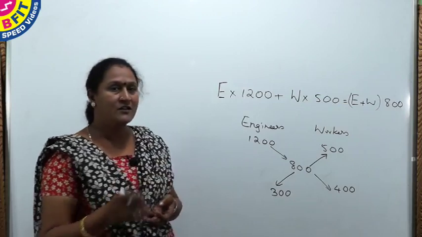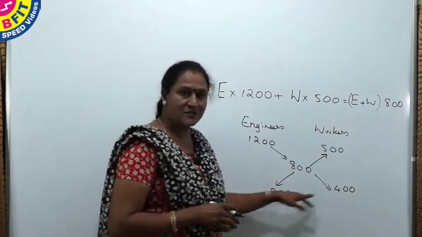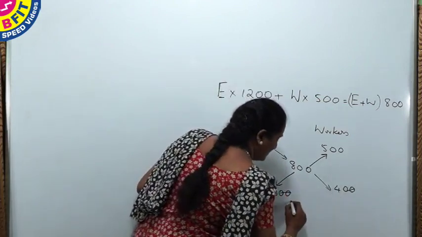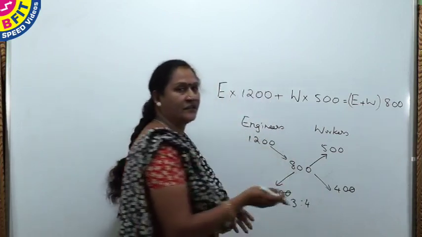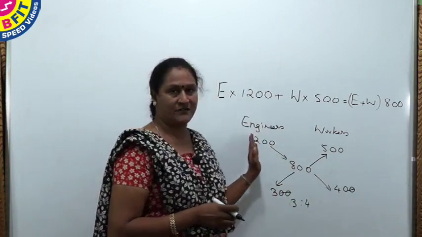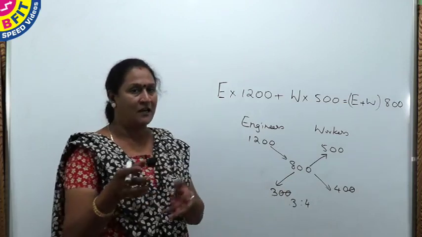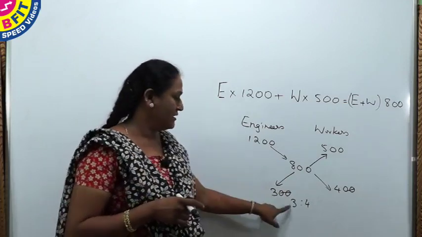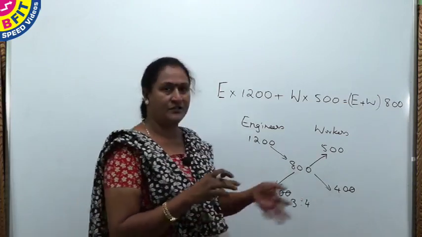Now we are asked to find the ratio of engineers and workers, but by just simplifying this difference, you get the ratio of engineers and workers as 3:4. Suppose if it is written as workers first and engineers second, we'll get it as 4:3. But our question is the ratio of engineers to workers. So see that the engineers is written first. The engineers to workers ratio is 3:4.